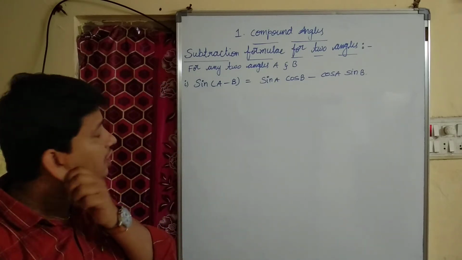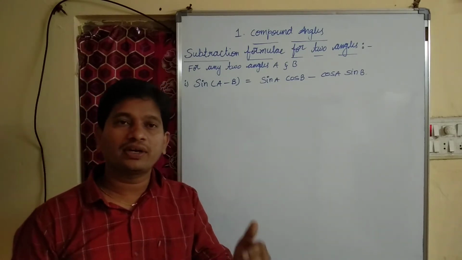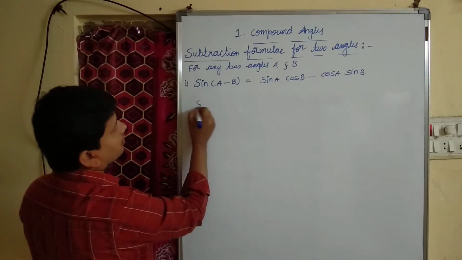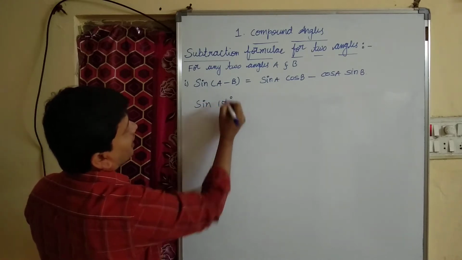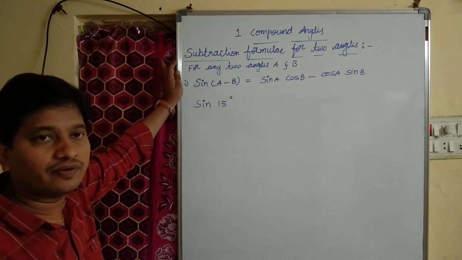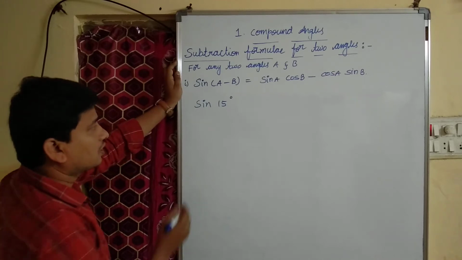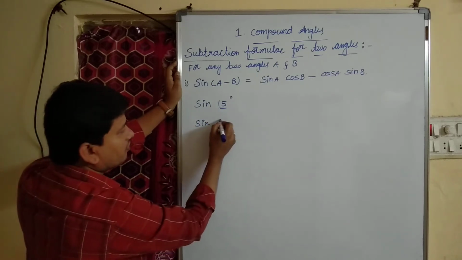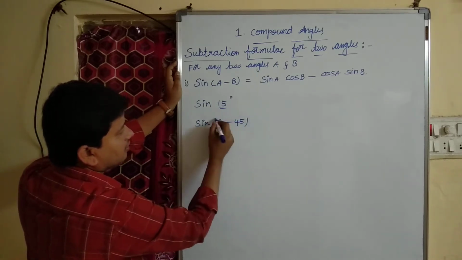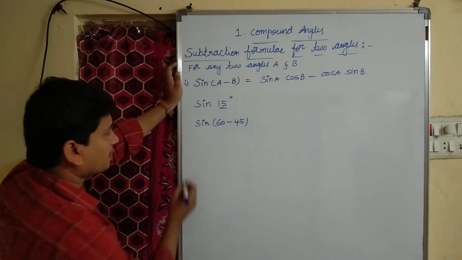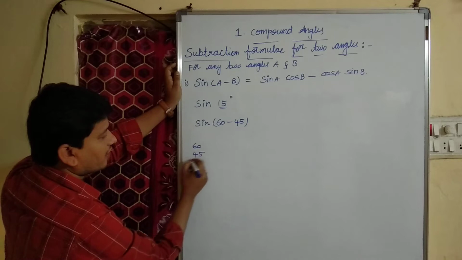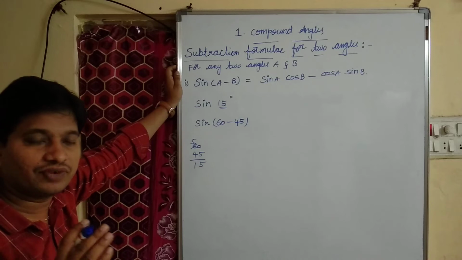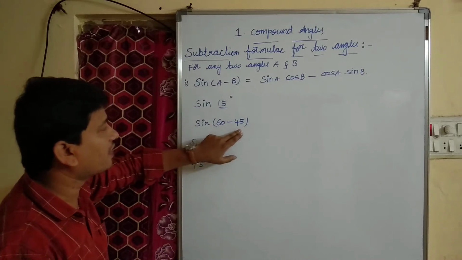So, without using the trigonometric table, find the value of sin 15. They may ask you to find the value of sin 15. You know, 15 degrees we can write as 60 minus 45. If you subtract 45 degrees from 60, you get 15. So 15 degrees we can write as 60 minus 45.